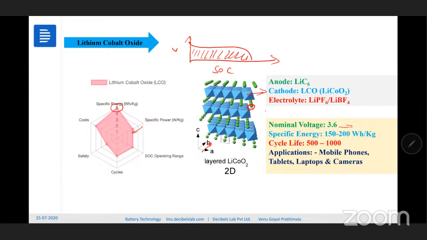Okay. And coming to the cycles, it has 500 to 1000 cycles, whereas nickel manganese cobalt has a high number of cycles. It has some safety problems, mainly because of thermal stability. It is not that stable when the temperature increases. And cost, yeah, it's okay. It's not that highly costly, this particular lithium cobalt oxide cell. It is costly because of cobalt.